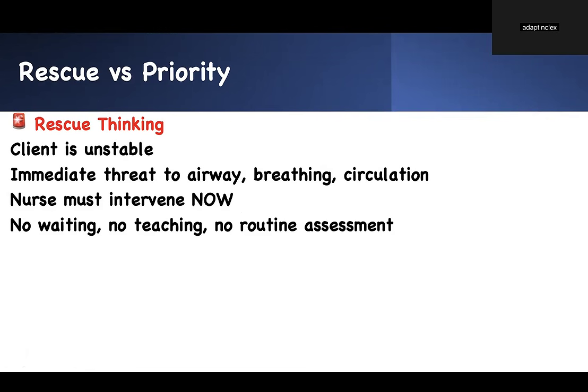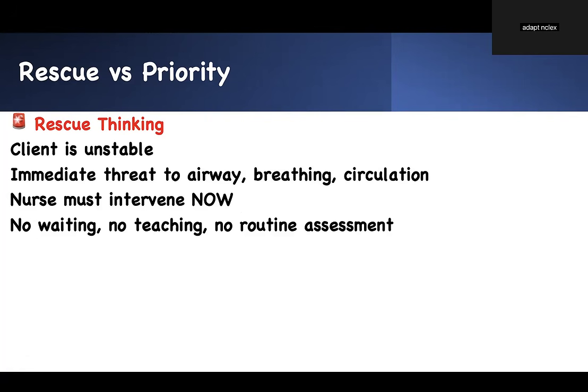There is rescue thinking. Rescue means you're rescuing the patient from dying. And that means they're already in the process of dying. They have symptoms telling you their condition is worsening. They're already in the problem, like the last question we saw. Patient is in the problem, is restless, is hypotensive, is already getting it. You are not preventing them from becoming hypotensive. You're already hypotensive. That means the client is unstable, immediately threatening to their airway, breathing, and circulation. The nurse must act now. Intervention. Don't do any more assessment.